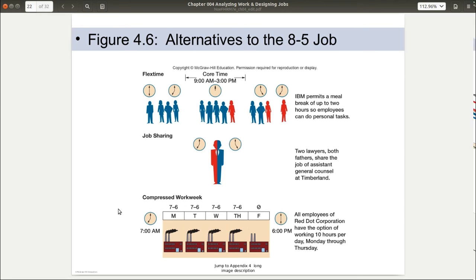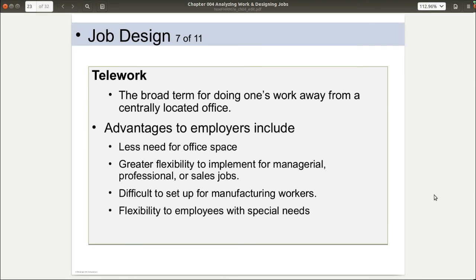Another alternative is the compressed work week. In other words, 4 days, maybe 4 10-hour days or something along those lines, can help people stay a little more motivated or at least involved. It gives them more flexibility as far as what they want to do as far as their job is concerned.